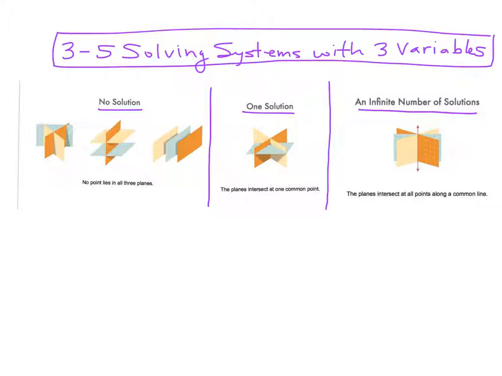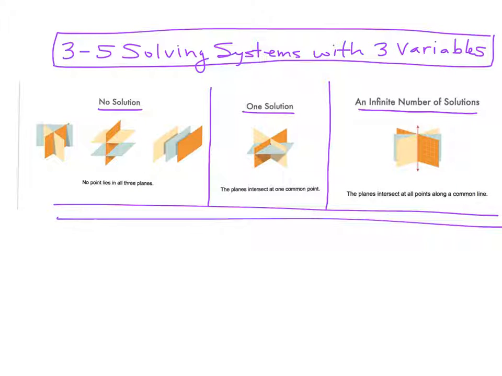So let's do this. 3-5, solving systems with 3 variables. Don't take notes on this. I just want you to see where we're coming from with our answers here.